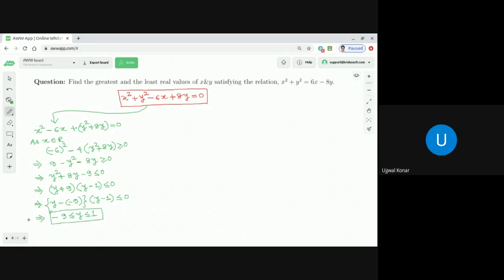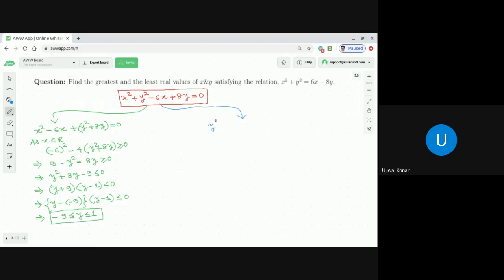So what is the greatest value of y? It is 1. And the least value of y is what? Minus 9. So from y we are able to find it out. In the same manner, dear students, the same equation you need to express as a quadratic equation in y.